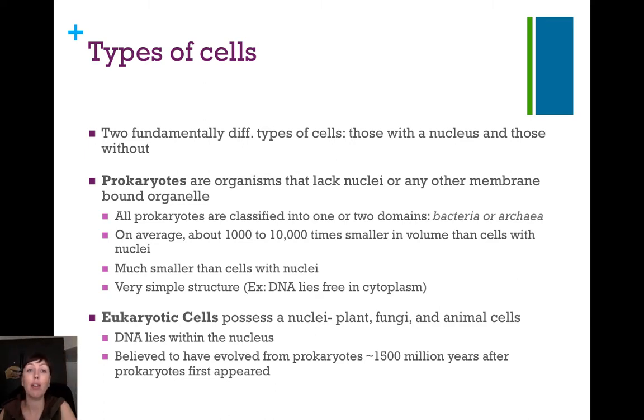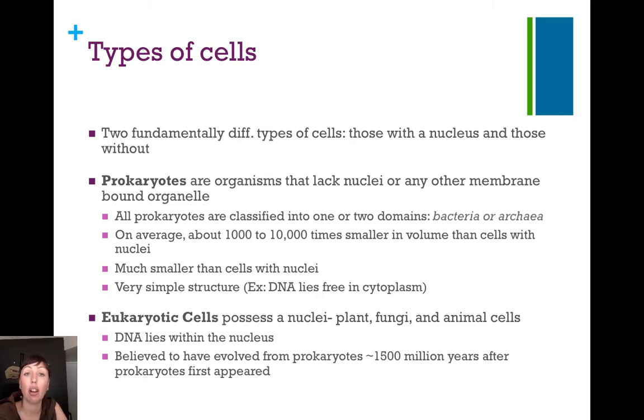So there are two fundamentally different types of cells: those with a nucleus and those without a nucleus. Prokaryotes are organisms that lack nuclei or any other membrane-bound organelle. All prokaryotes are classified into one of two domains. They're either bacteria or archaea. On average, they are about 1,000 to 10,000 times smaller in volume than cells with a nucleus, and they have a very simple structure. So the DNA just lies free in the cytoplasm.